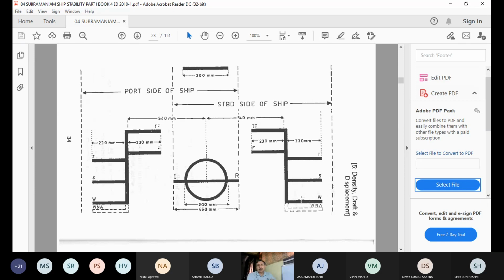Anybody in the class? Anybody else? Sir, displacement at W, plus freshwater allowance of T to W, and plus consumables. Correct. Absolutely right. This is what I was trying to explain to you.